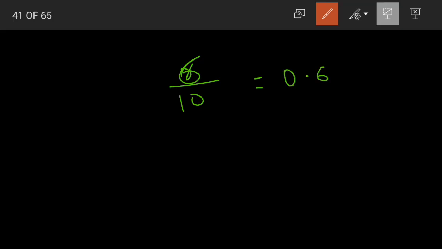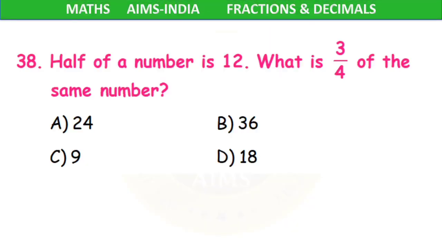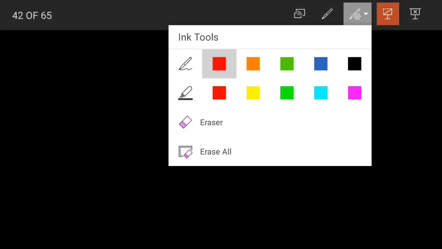0.6. Yes, the second figure here represents the fraction 0.6, which is not equal to our 0.8. So that is why option B becomes our correct answer. Next, question 38. Half of a number is 12. Now what is 3 by 4 of the same number?